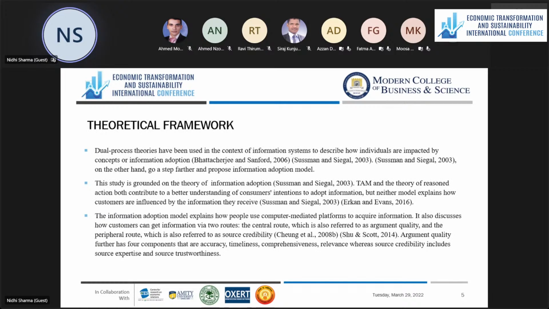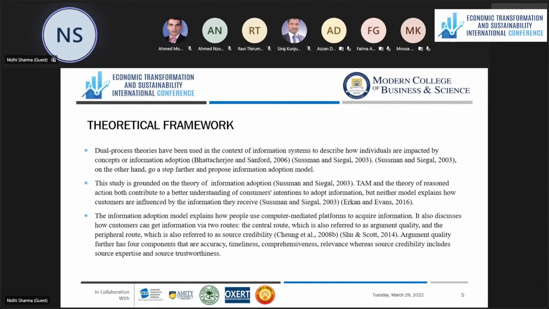So, theoretical framework. Dual process theories have been used in the context of information systems to describe how individuals are impacted by concept or information adoption. On the other hand, some go a step farther and propose information models. So, the information adoption model was proposed by Sussman and Siegel in 2003.